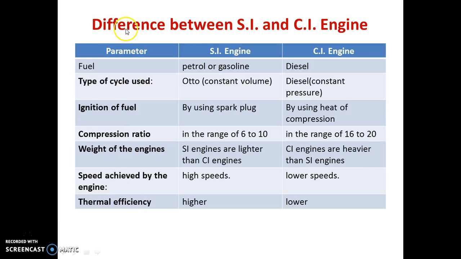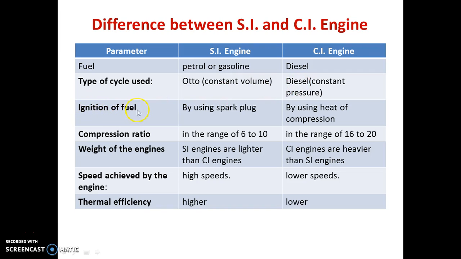Let's see what is the difference between SI engine and the CI engine. These are the different parameters that are used to distinguish between SI engine and the CI engine. First is fuel. The fuel used in a SI engine is mainly petrol or gasoline, whereas diesel is used in a CI engine. Next is type of cycle used. SI engine mainly works on constant volume cycle, that is Otto cycle, whereas CI engine mainly works on constant pressure cycle, that is diesel cycle.